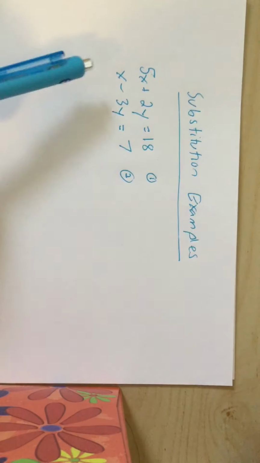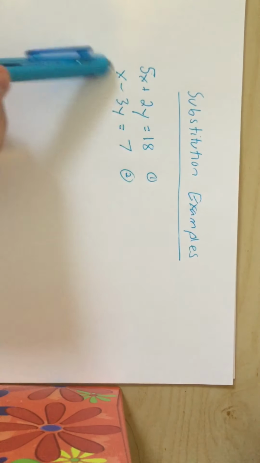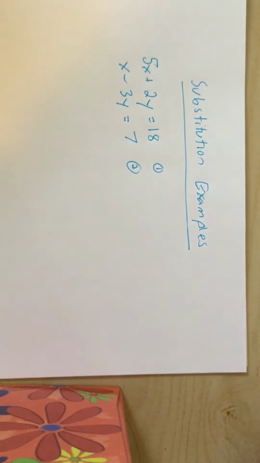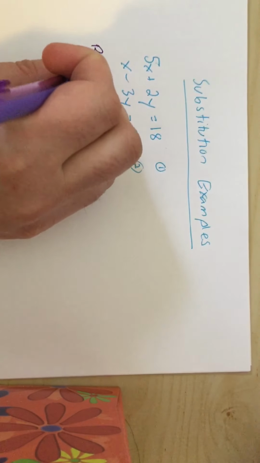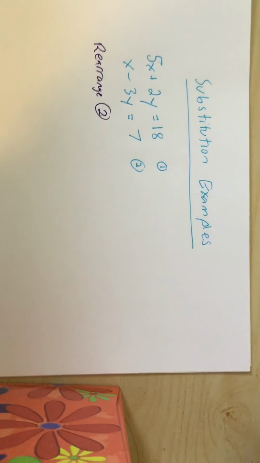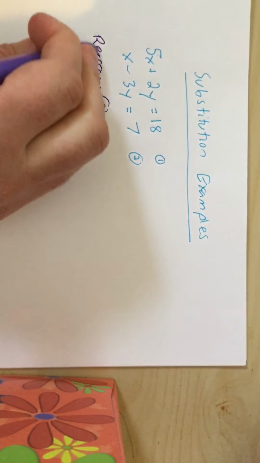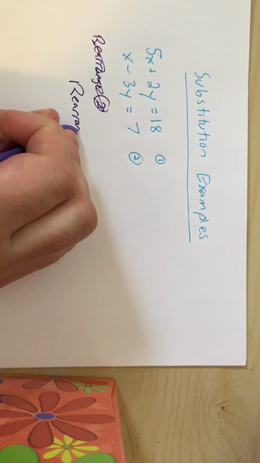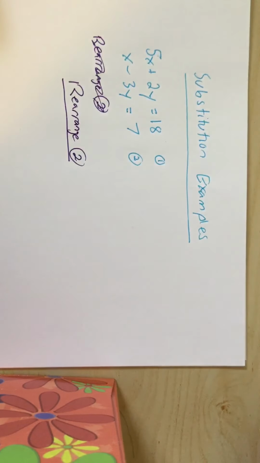That's the second equation. I have to decide which variable I'm going to isolate. This one, this one, this one, or this one. The one that's most alone is this one. So I'm going to rearrange equation 2. The camera's getting shaky, isn't it? You know what? I'll move it over to here. We're going to rearrange equation 2.